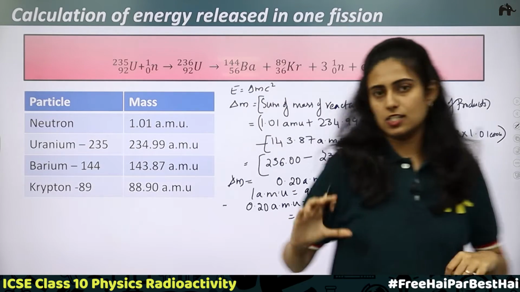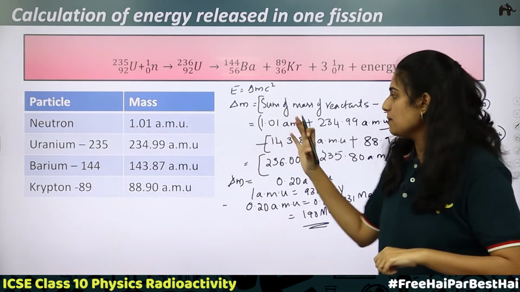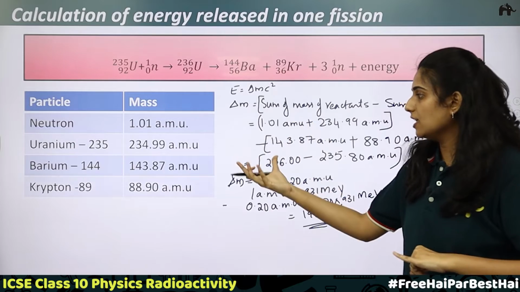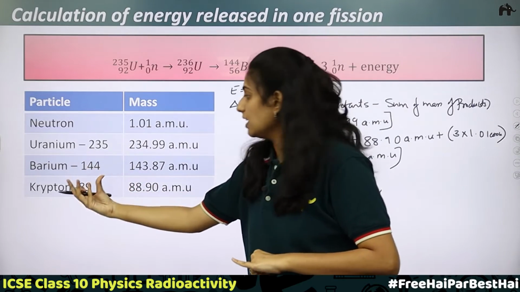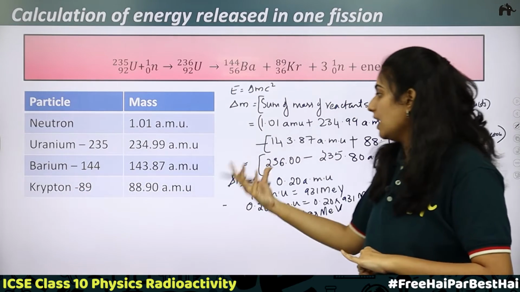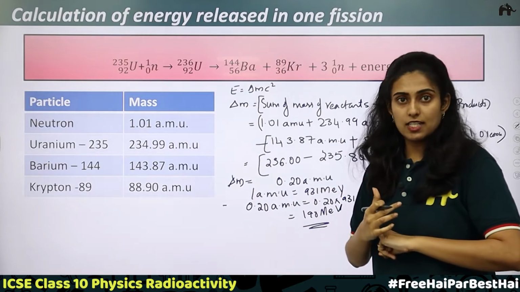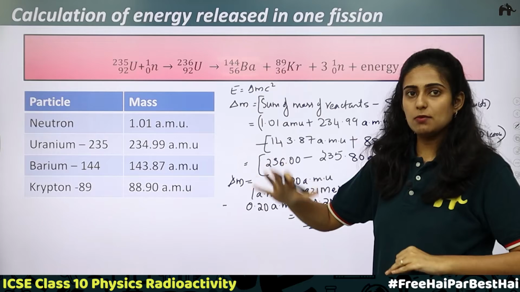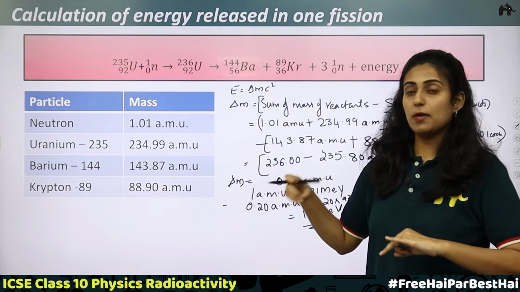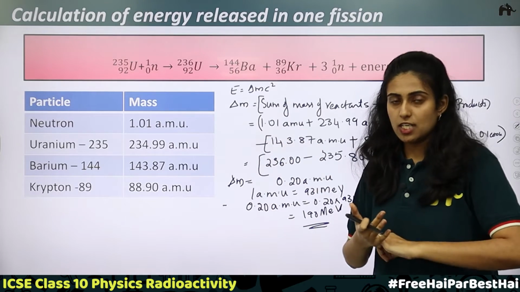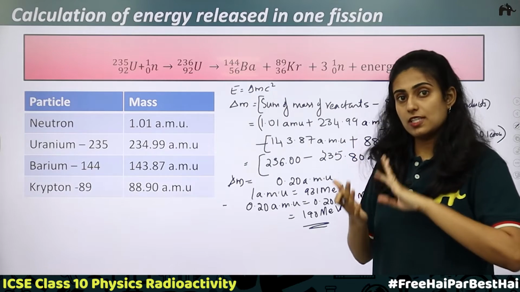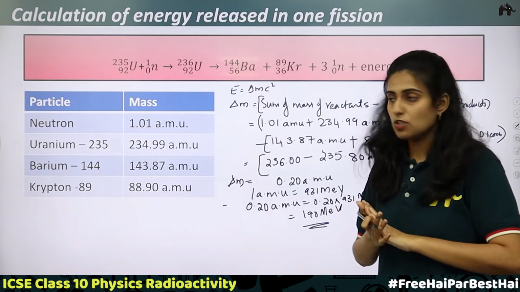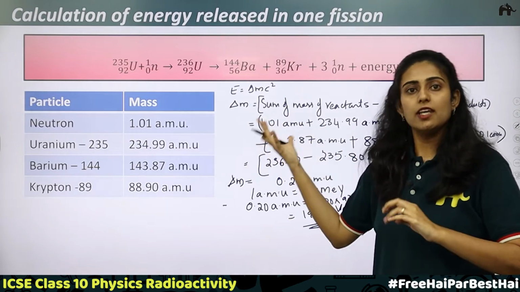This energy is in different forms. The major part is the kinetic energy of the barium and krypton fragments. Then gamma rays are released to bring the unstable nuclei to the stable state. There is also the energy of the neutrons, and heat, light, etc. are produced. So the energy released will be in all these forms.